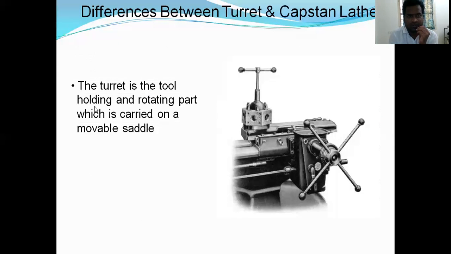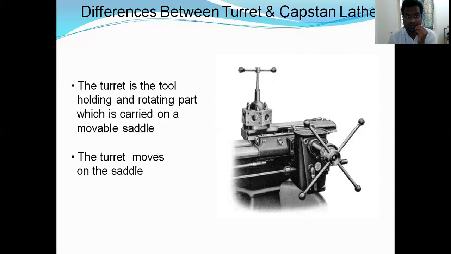The carriage is the tool holding and rotating part which is carried on the movable side. Here in the turret lathe, the carriage moves along the side. Whereas in a capstan lathe, the carriage is on the ram. The ram is moving, the carriage is moving. That's what we discussed in the previous slide.